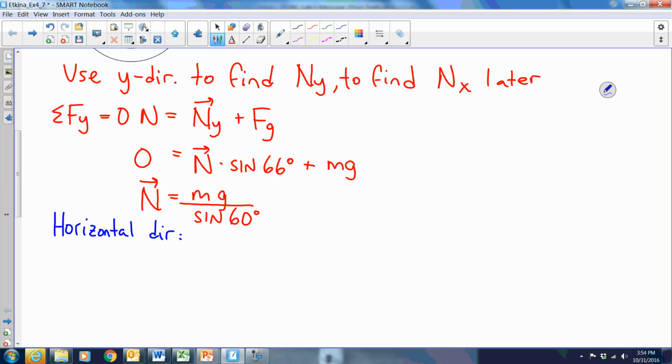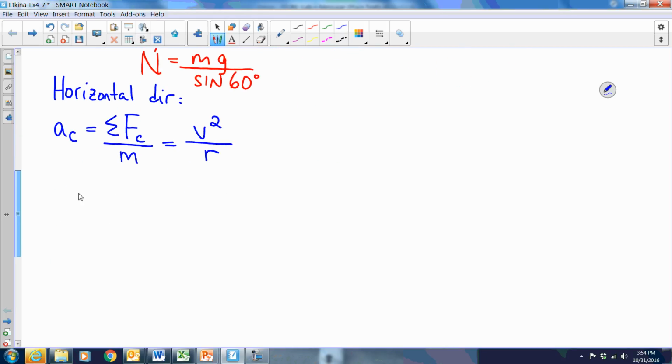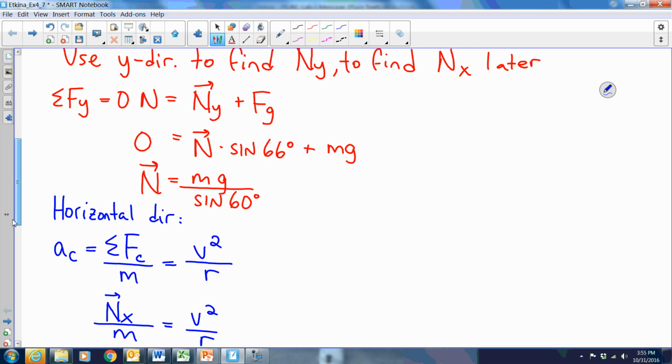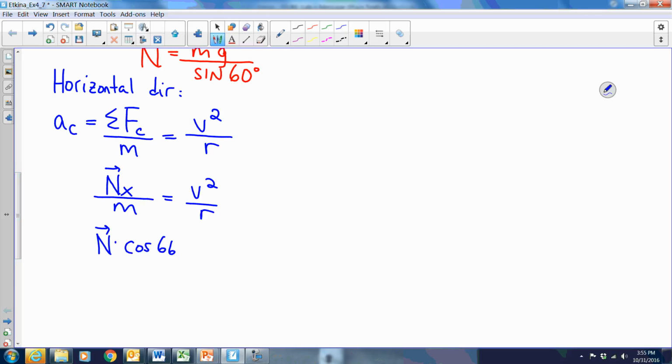Like I wrote up above, I have centripetal acceleration equals, two ways to think about it: the sum of the forces pointing to the center of the circle over the mass, and that also has to be velocity squared over radius. Since the only force pointing in toward the center of the circle is nx, I'm going to substitute that in here. But nx is really the normal force times the cosine of 66 degrees, because this one is adjacent to my 66-degree angle. So that's the normal force times cosine 66 degrees over the mass.